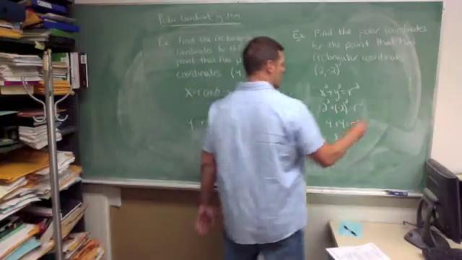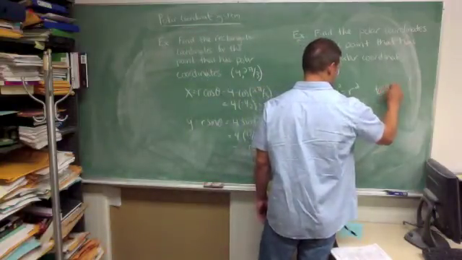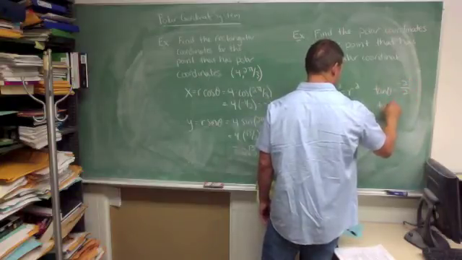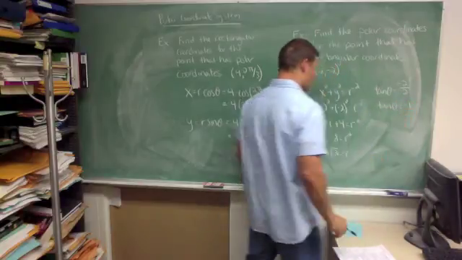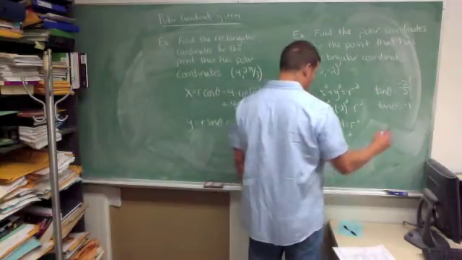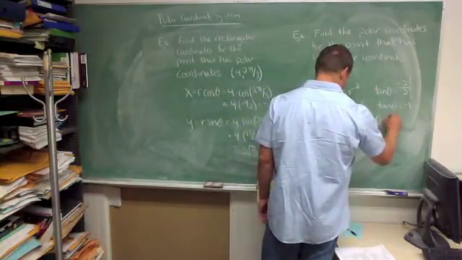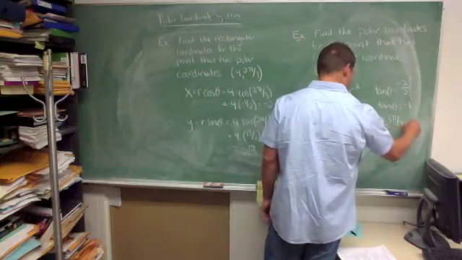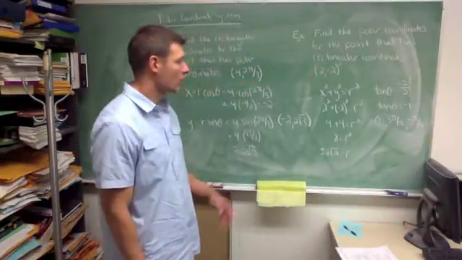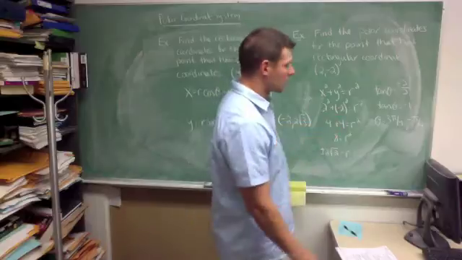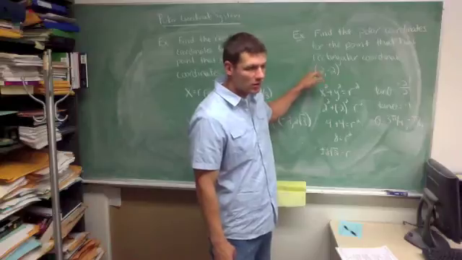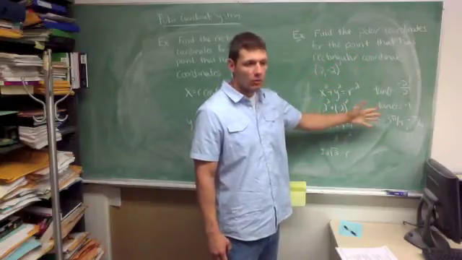Fine. Let's do tan of theta. Tan of theta equals y over x, so I'll have negative 2 over 2, or tan of theta equals negative 1. When does tangent of theta equal negative 1? Well, tangent of theta equals negative 1 at 3 pi over 4, or negative pi over 4. How do we put all this information together? Well, what quadrant is 2, negative 2 in? On the rectangular coordinate system, 2, negative 2 is in quadrant 4.